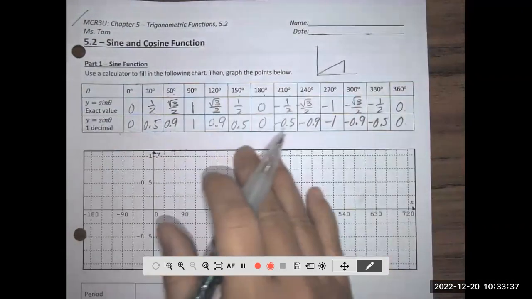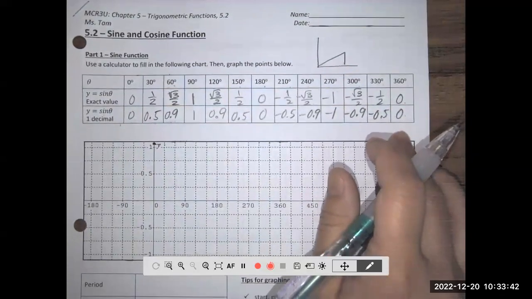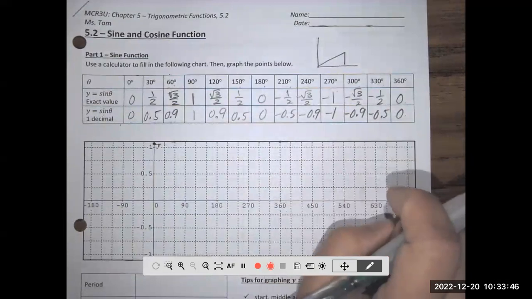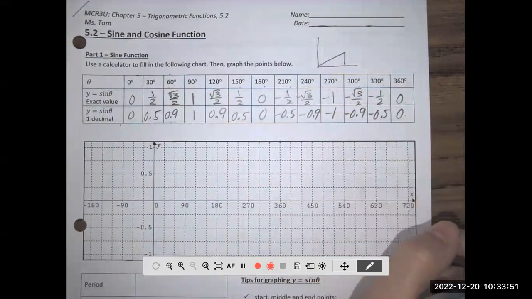Just by looking at our values, talk to your partner, make a prediction. Will this be periodic or not periodic? Talk to your partner just looking at values. Answer why.